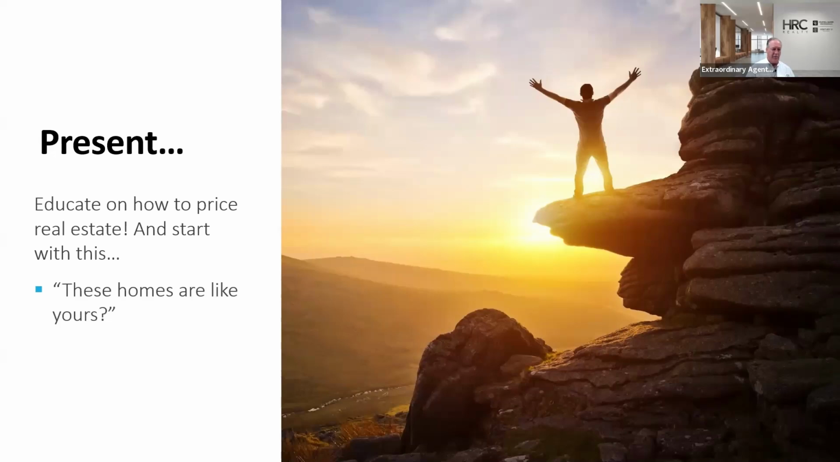I'm going to pull out my comparables. These homes are like yours. Now, if I had to stretch a little bit because I'm out in the country and I've got an 1880s home that I'm listing, it might be a little bit difficult to find comparable properties, right? And that's hard when you get into that, but think of it this way.